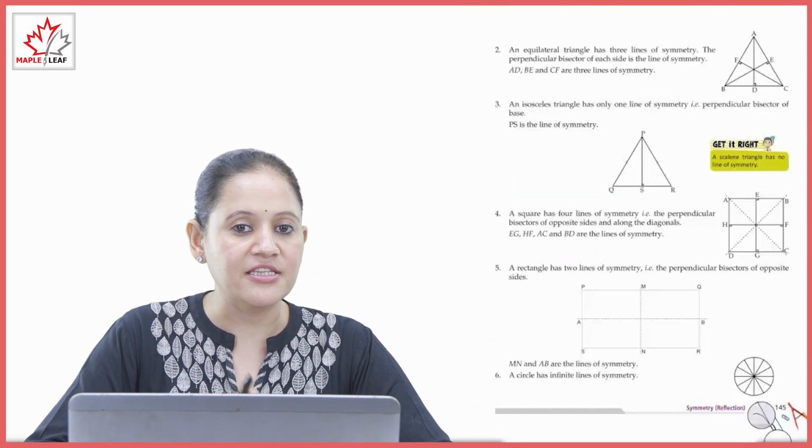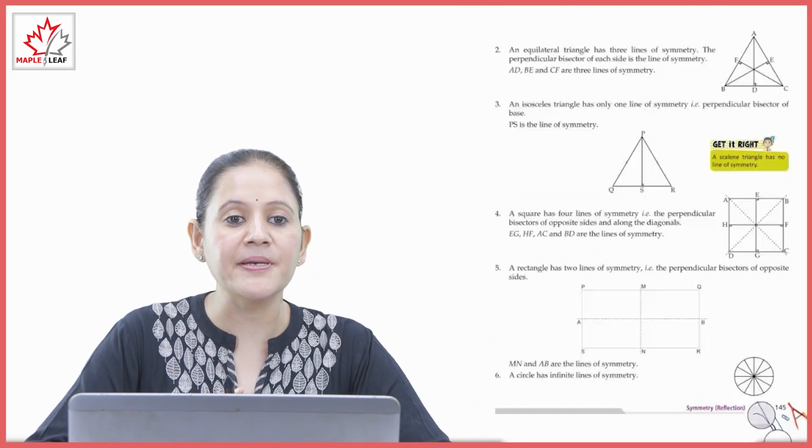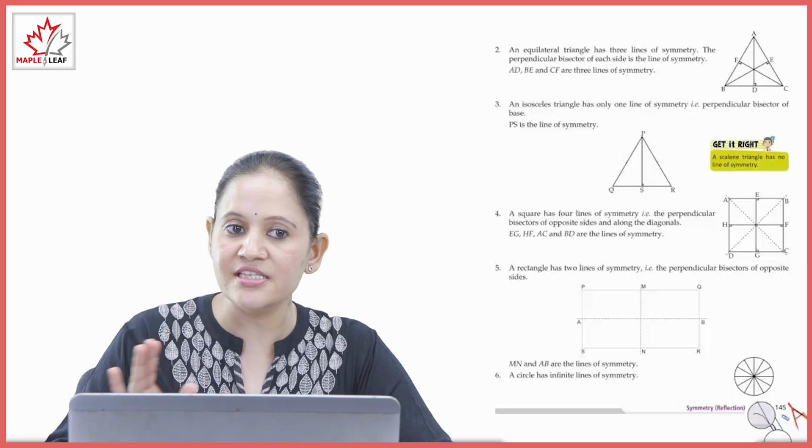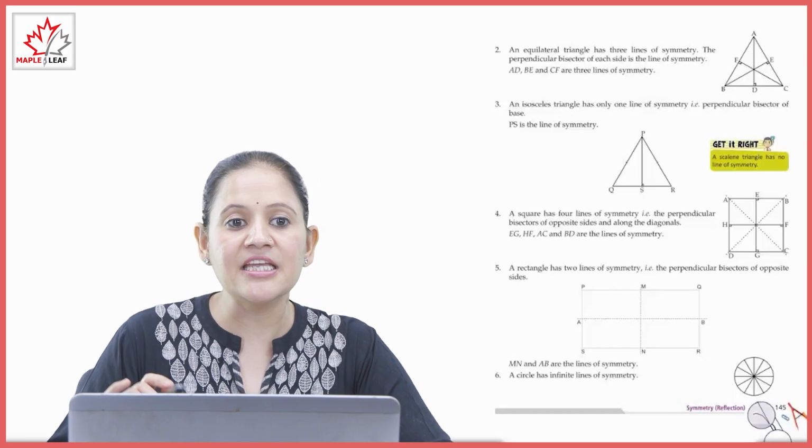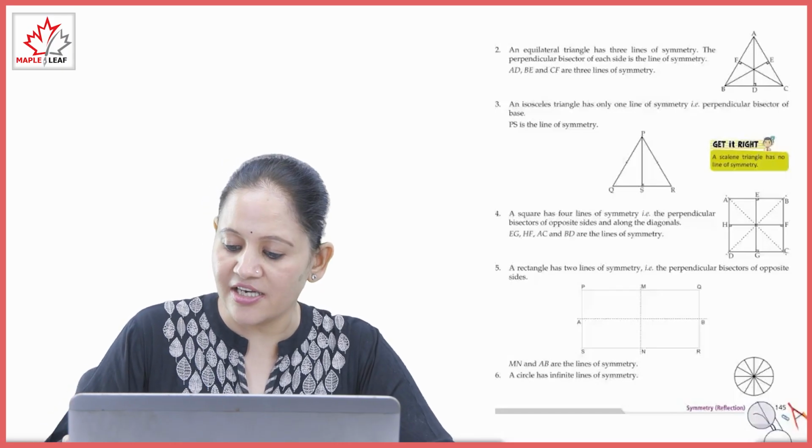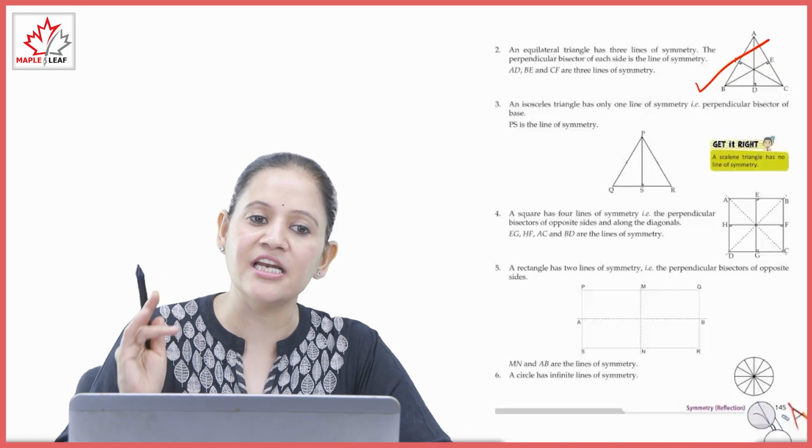An equilateral triangle has three lines of symmetry. The perpendicular bisector of each side of the triangle is a line of symmetry. AD, BE and CF are the three lines of symmetry. So an equilateral triangle has three lines of symmetry.